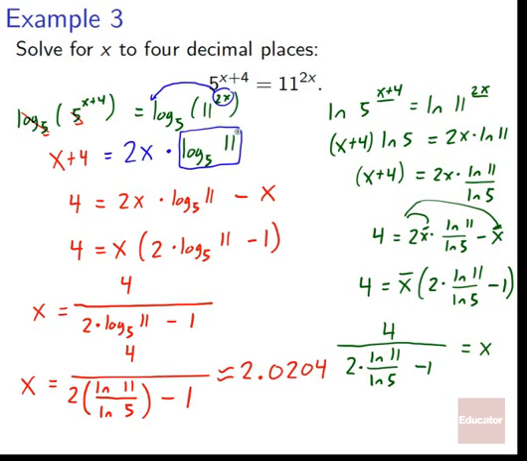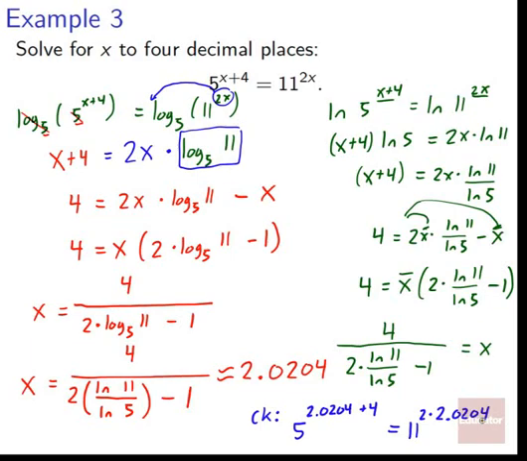There's a bunch of different ways that you can approach problems like this. Just remember all the properties that we've talked about and just work through it and pay attention to what you're doing. And then at the very end, check your work. Do a quick check that 5 to the 2.0204 plus 4 is equal to 11 to the 2 times 2.0204. And in fact, you'll wind up finding out that they come out to be very, very close.